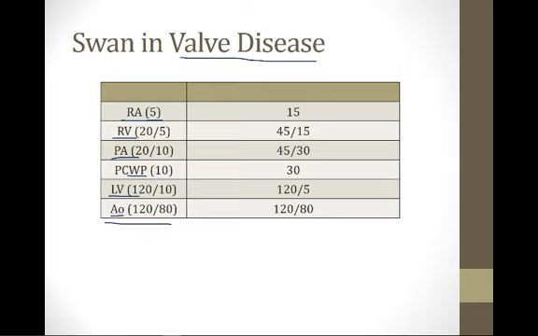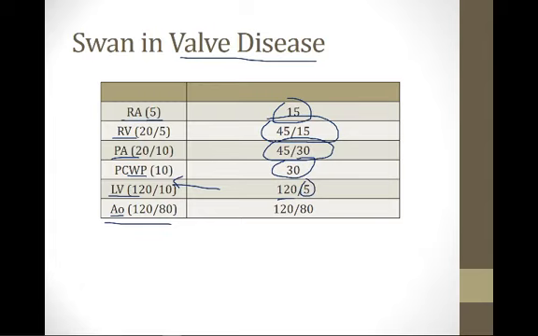So this patient has an increased right atrial pressure of 15. The right ventricular pressure is also high at 45/15. The pulmonary artery pressure is increased, and the wedge pressure is increased. However, when we get to the left ventricle, we then find that the left ventricular systolic pressure is normal, and the left ventricular diastolic pressure is actually low at 5.